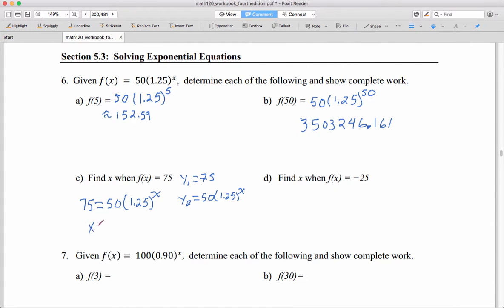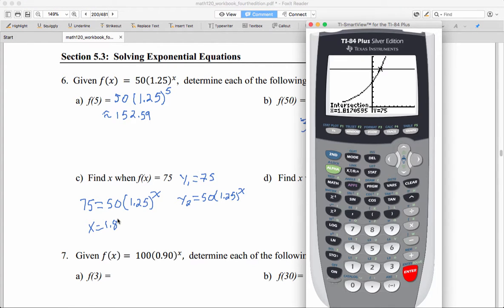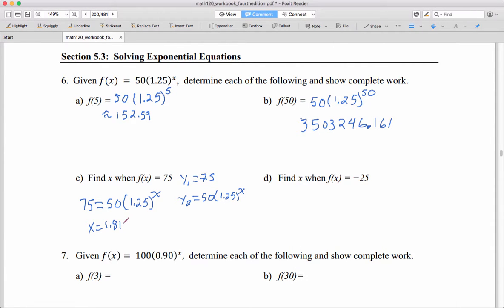So x is equal to 1.817, all right? Approximately equal to that, so that's not exact, right? So we'll put squiggles in there. Okay, so hopefully that makes sense how you go about doing that.